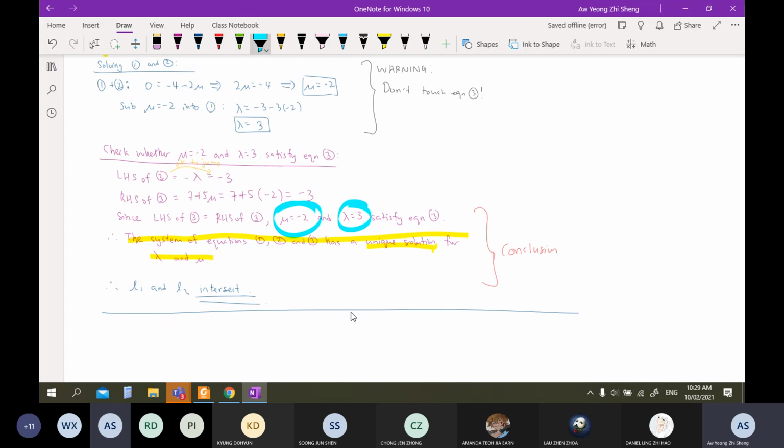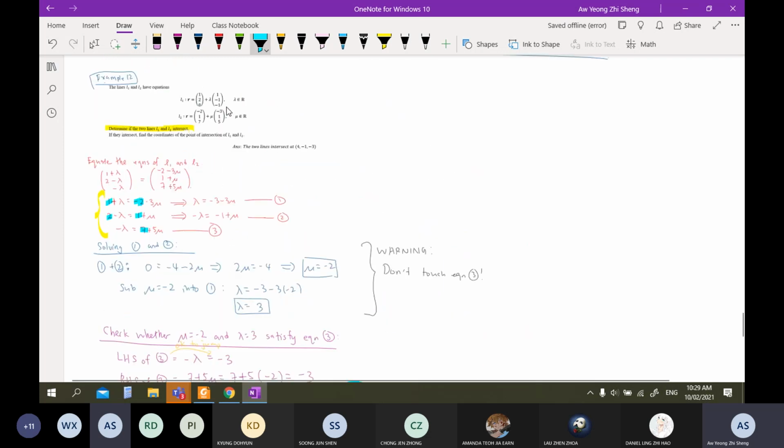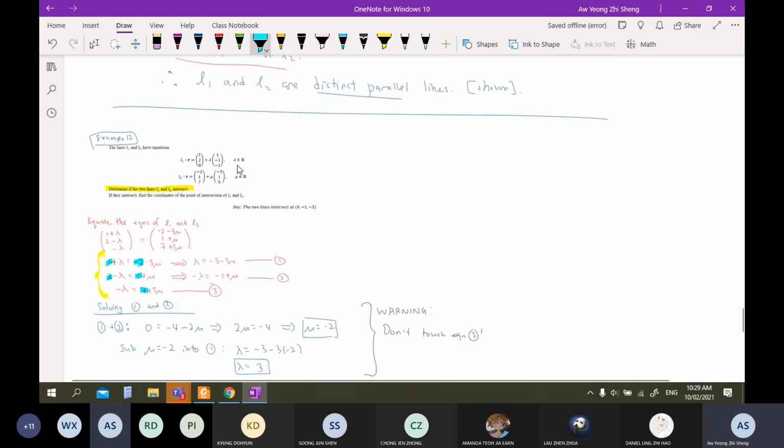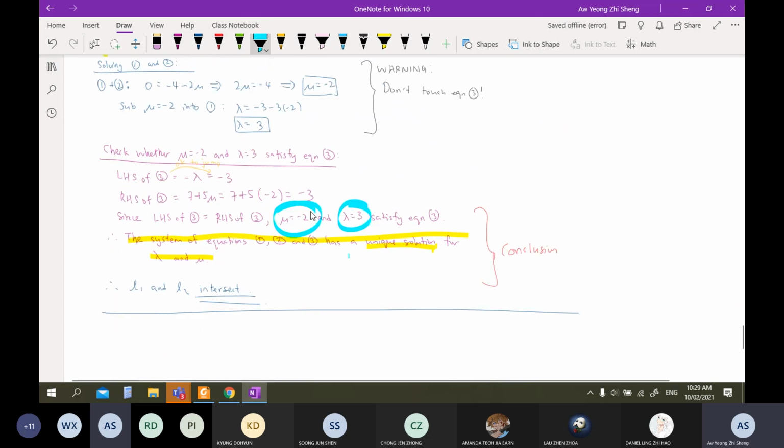So to get the intersection point is easy. You just need to use either lambda equals 3 or mu equals minus 2, either one of these two, and sub it into the equation of L1 or L2, whichever you prefer. You don't have to do both. Because if you sub lambda equals 3 into the equation of L1, you will get an answer, and that answer will be the same if you sub mu equals minus 2 into the equation of L2. So you just need to pick either one, because both will lead you to the same answer.